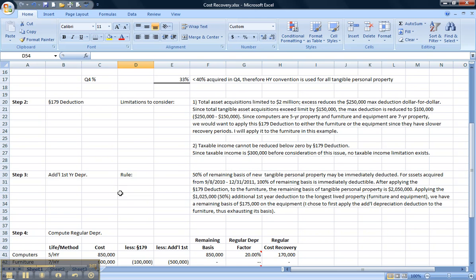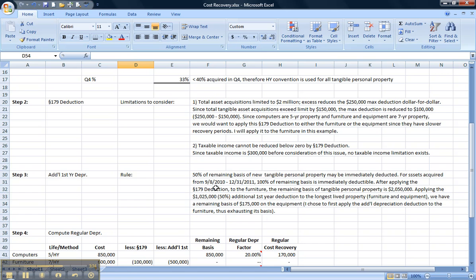The next thing to consider is additional first-year depreciation. From 07 to 13, there's an additional first-year depreciation provision that allows immediate expensing, same as Section 179, but this applies just to brand new property. We are in 09, so that's the 50% rule. There's this range of time where the immediate expensing is 100% of basis.